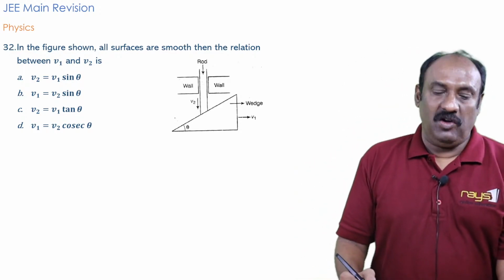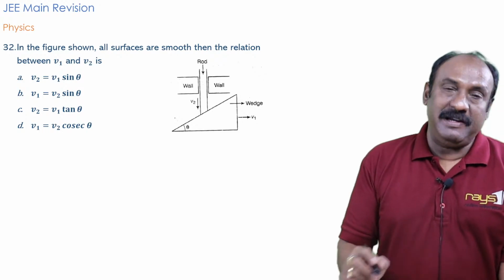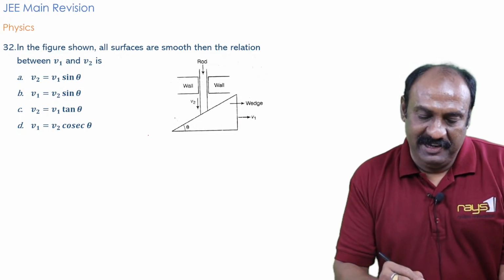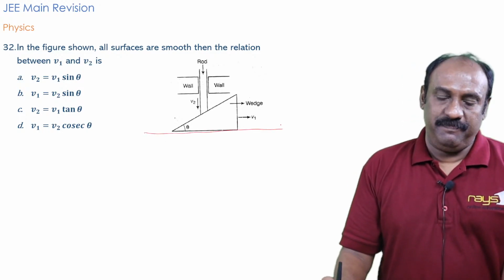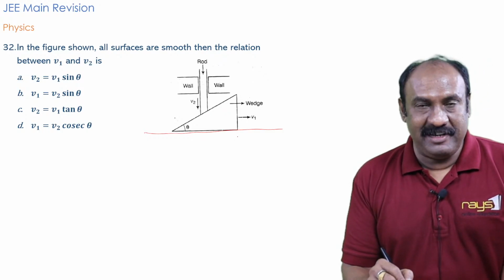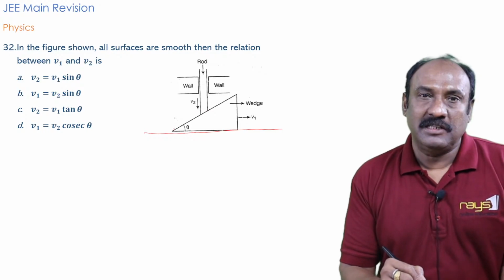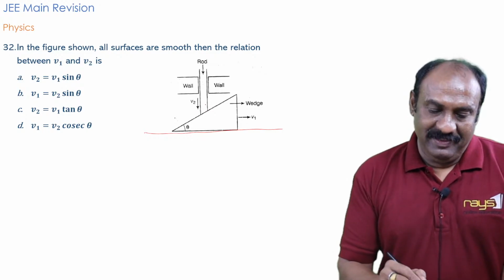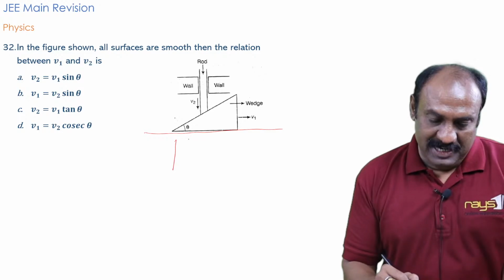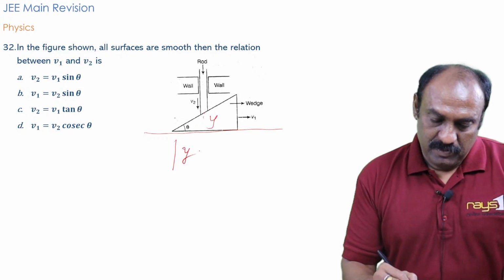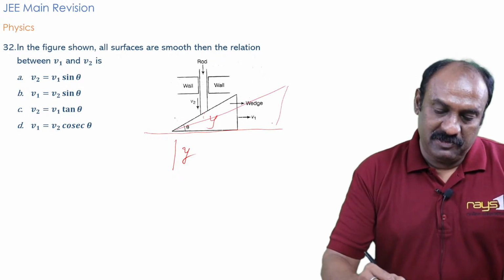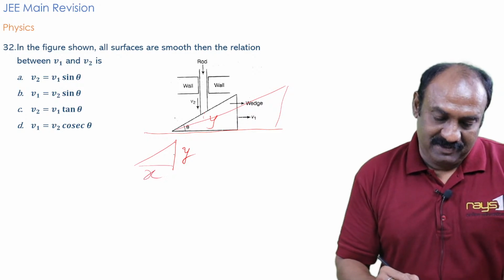Question number 32. In the figure shown, all surfaces are smooth, then find the relation between v1 and v2. So this rod continues in contact with the wedge, which is placed on a smooth horizontal surface, until the rod comes to the bottom of the wedge. When the rod comes to the bottom of the wedge, it moves down through a vertical displacement y. At the same time, the bottom of the wedge displaces through a distance x.